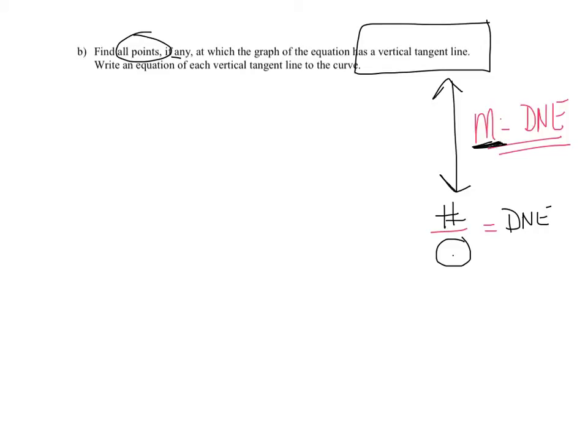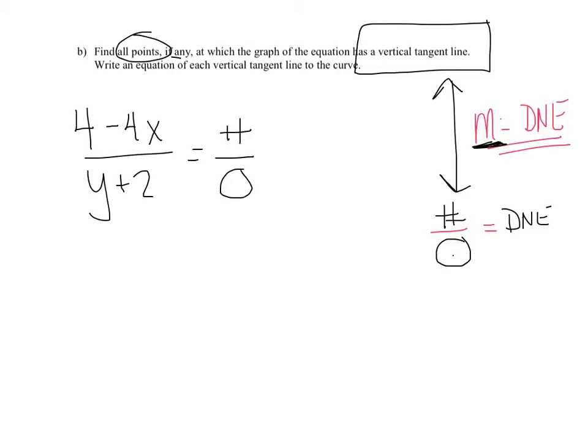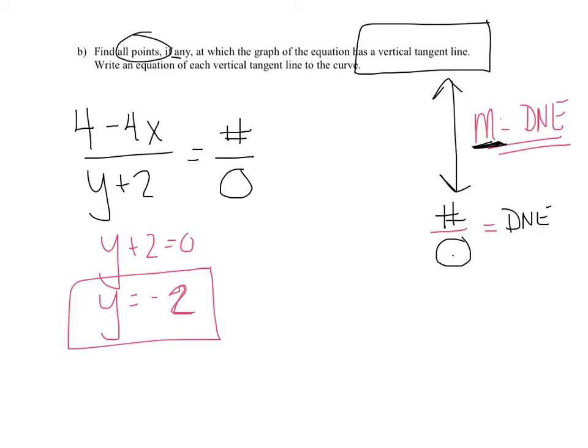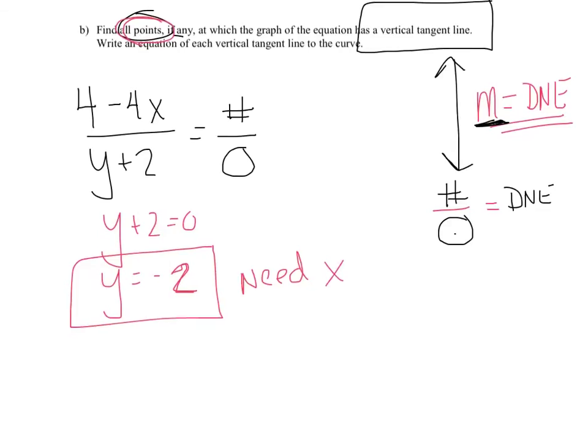Now, I don't have to do too much algebra because we already found the slope from part A, so I'm just reusing that. That was (4 minus 4x) all over (y plus 2). And again, if it doesn't exist, that means the bottom equals 0. So I've got y plus 2 equals 0, y equals negative 2. Now remember, we're not done there. The question wanted points. We only have a y value. So we need x. And anytime you're looking for the other variable, you plug it into the original.